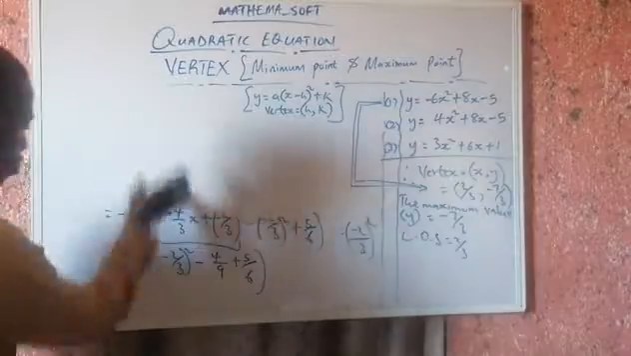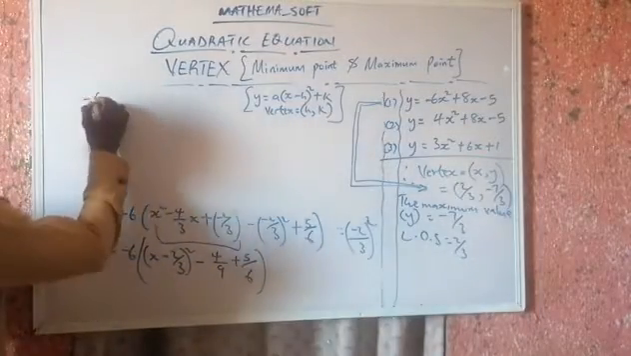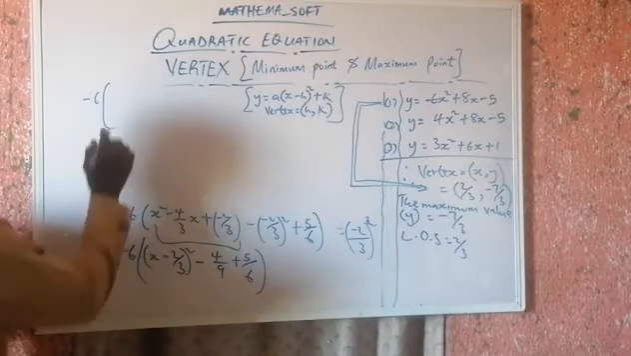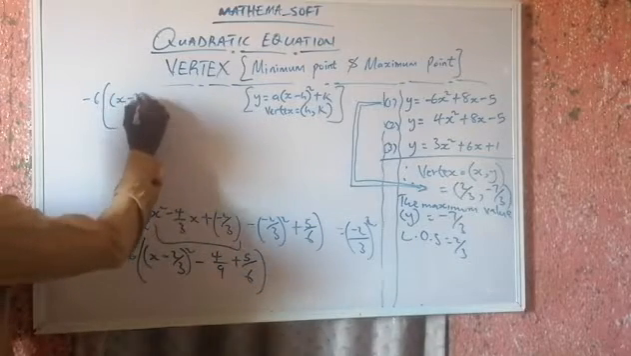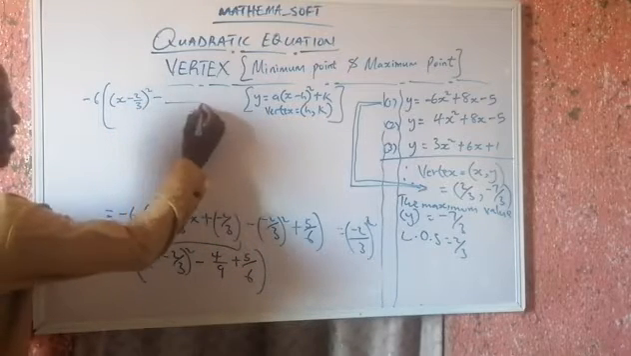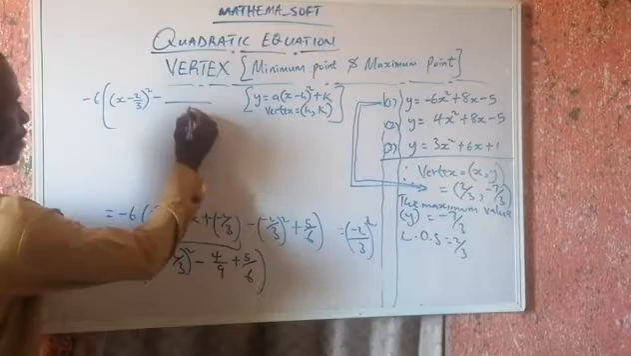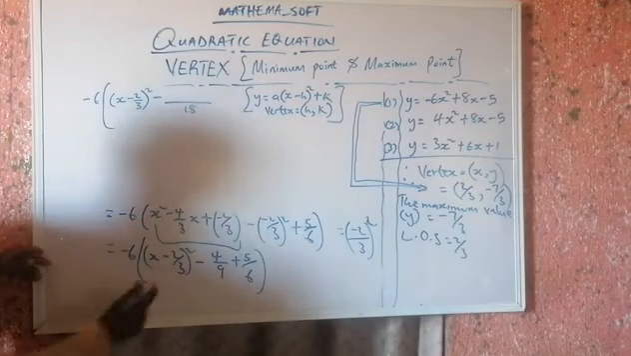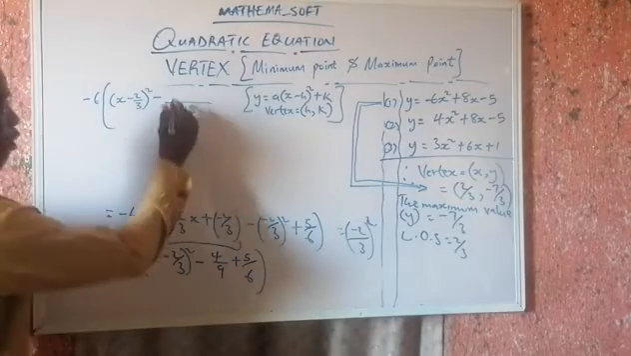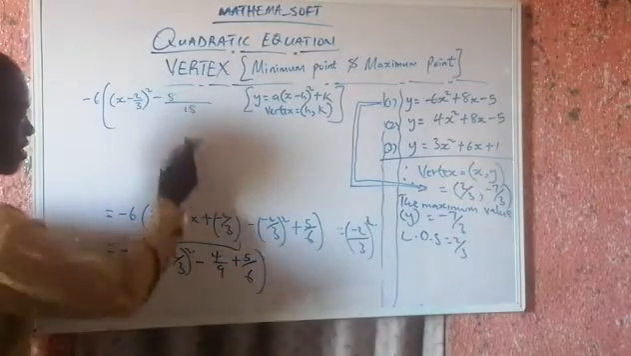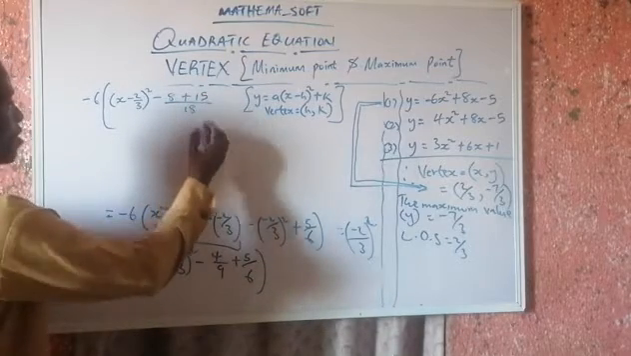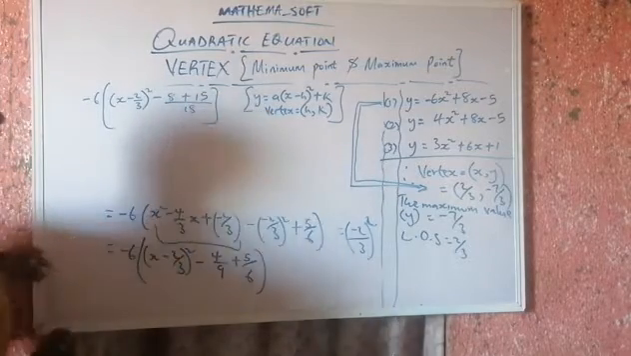Okay, so let's continue here now. So I have minus 6 into brackets, x minus 2 over 3 squared. Let's find the LCM for this. The LCM for 9 and 6 will be what? 18. 9 in 18 will give me 2 times 4, that is 8. 6 in 18 will give me 3 times 5, that is plus 15. And then I will close the bracket again.